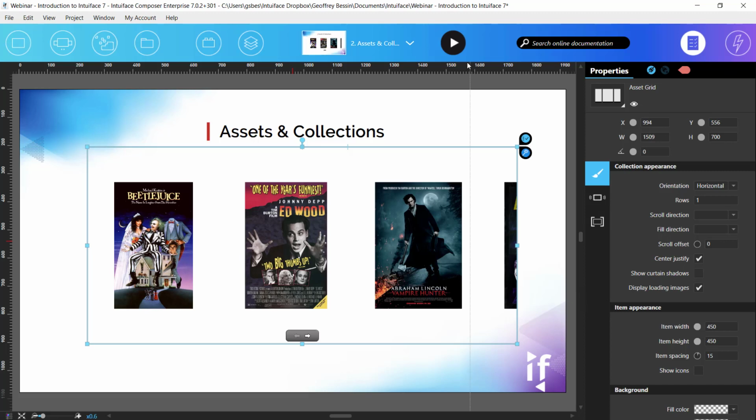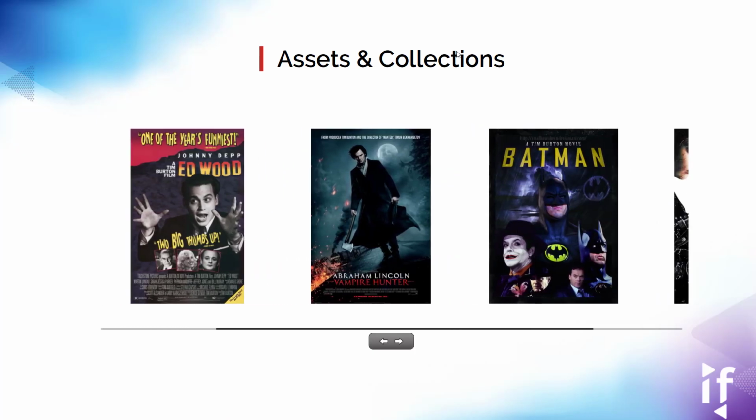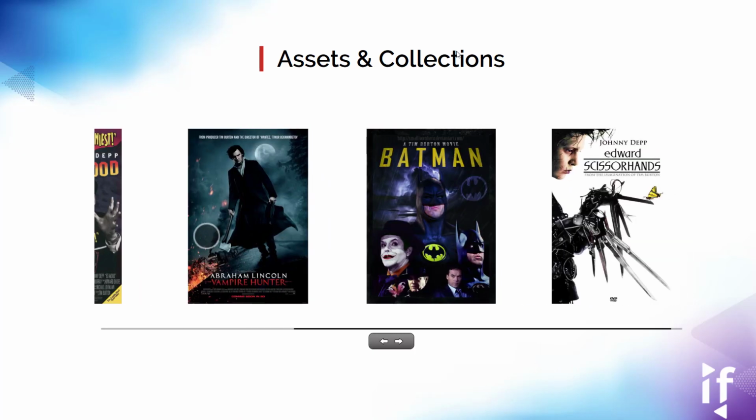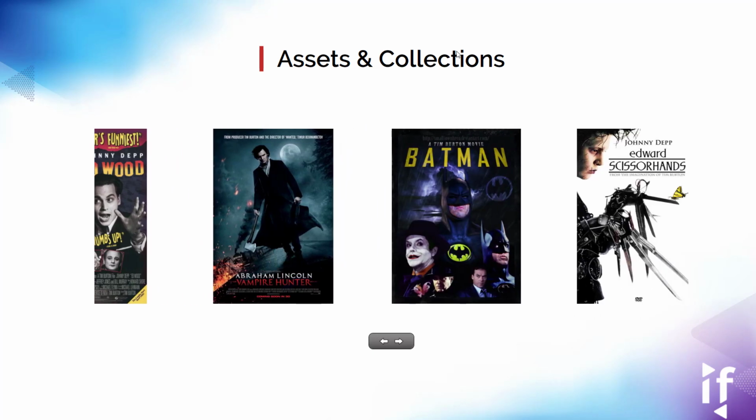If I go to play, I'll push the play button up top. Then using my finger, I can swipe my way through the asset grid. Right? It's like a gallery. And that's one of the common uses of a collection, is to create a gallery. You don't have to have the same types of media in a collection. You can have images, videos, documents, 3D models in the same collection. You can do it. In this case, it just happens to be images.